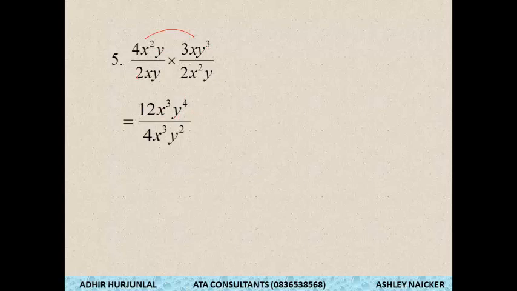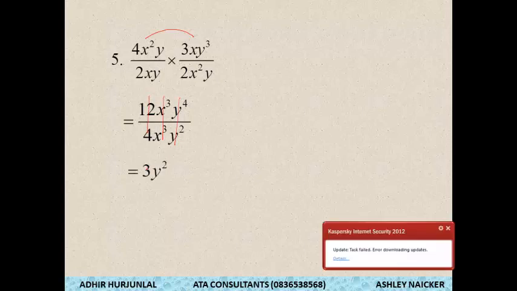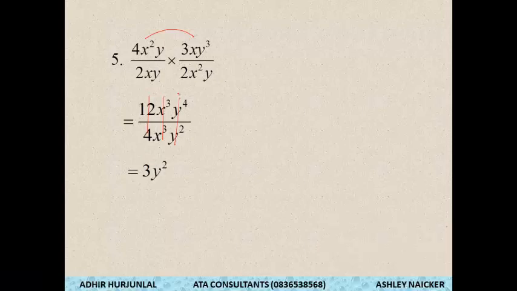What's your denominator? 2 times 2 is 4. X times x squared is x cubed. Y times y is y squared. Very good. And now I go and apply the rule of division. Going down, down, down. 12 divided by 4 is 3. The x's, guys, cancel away. And we have here y to the 4, y squared, 4 minus 2, which is equal to 2. Perfect.